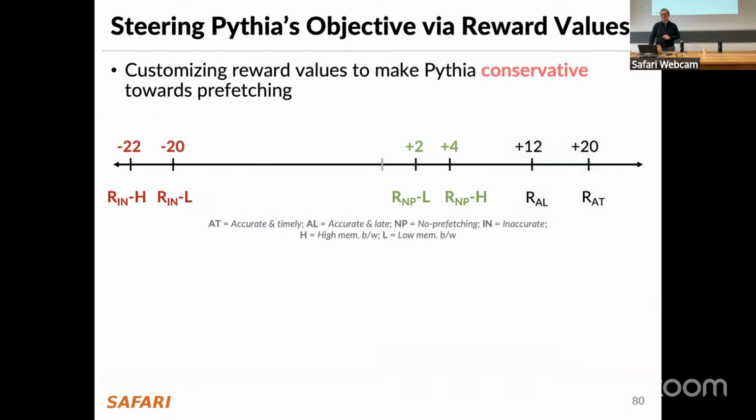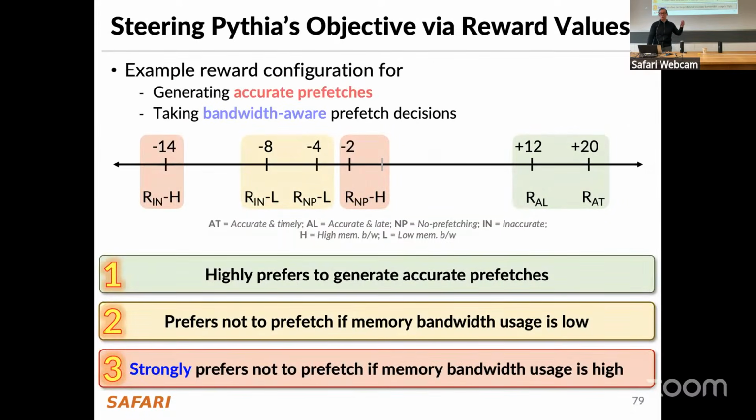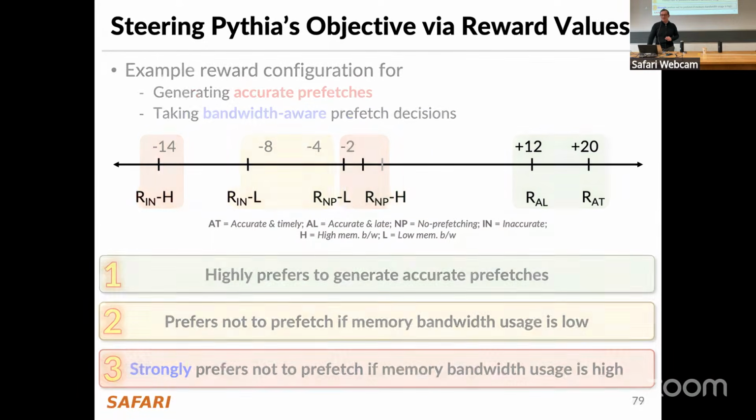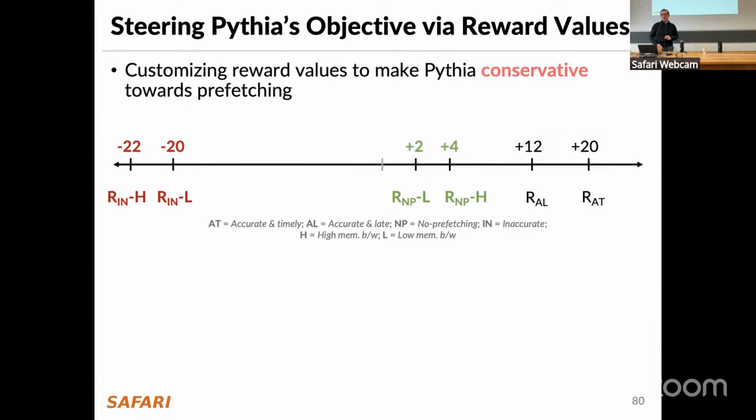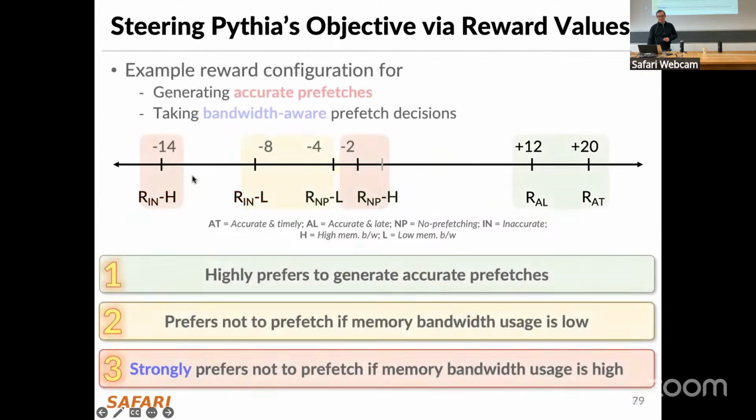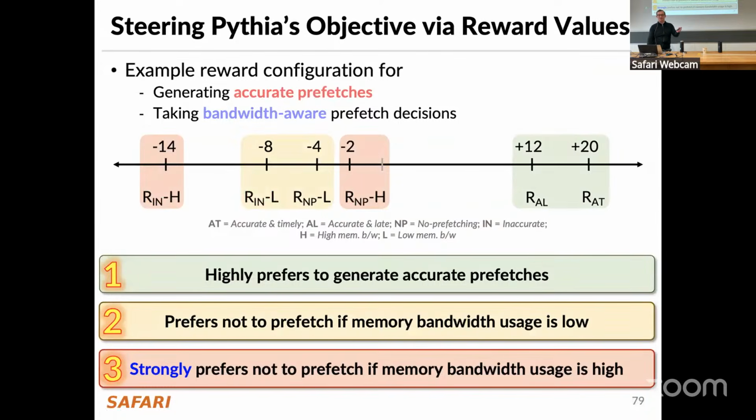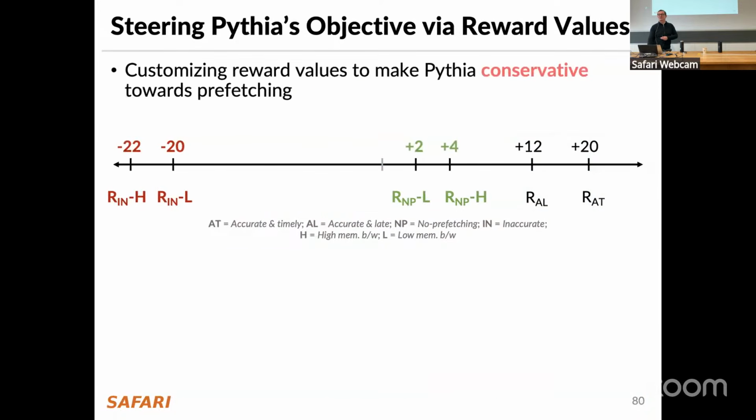Okay, Rahul says right. So if you want to do something different, maybe you know something about your workload, for example, you may want to customize the reward function, right? For example, if you know that your workload is very, very negatively affected by inaccurate prefetches, you may do this. This is the basic configuration designed for general workloads. If your workload is very negatively affected by inaccurate prefetches, your inaccurate prefetch rewards are much more negative, and your no prefetch rewards are positive now. So you're biasing the prefetcher to choose actions that are accurate or not prefetching. That's the idea.